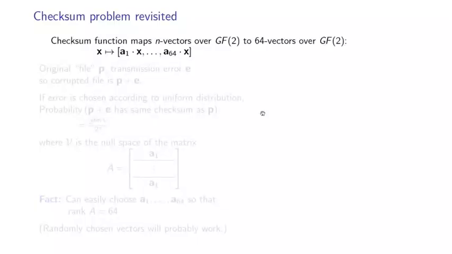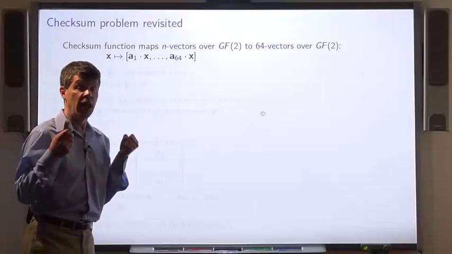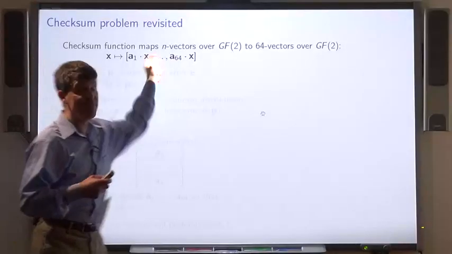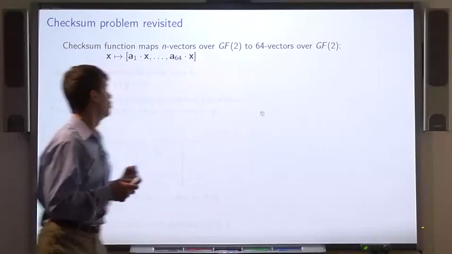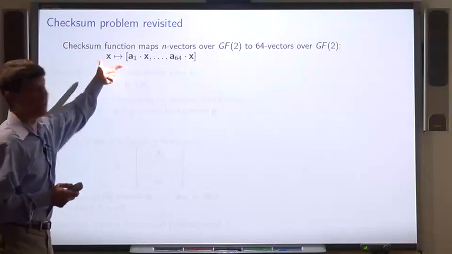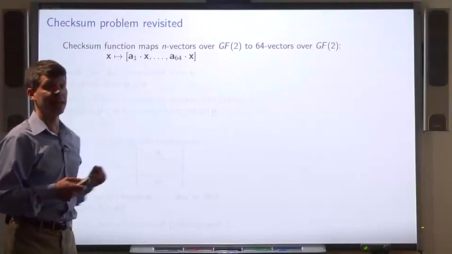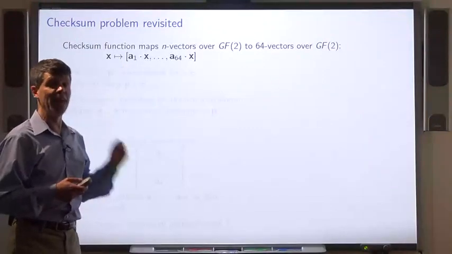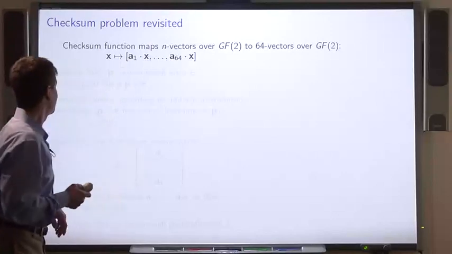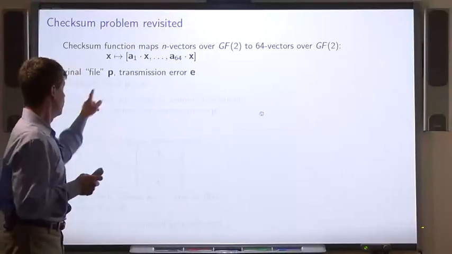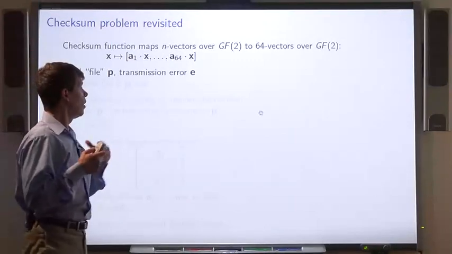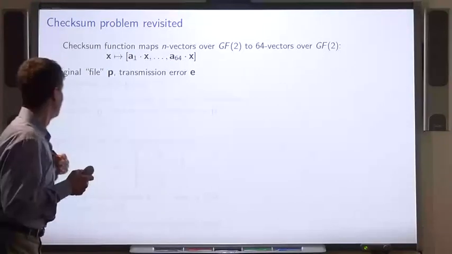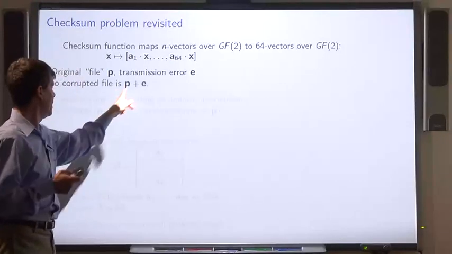With what we now know, let's return to the checksum problem. Recall we defined a checksum function that takes n-vectors over GF2 and maps them to 64-vectors over GF2. The function is defined in this way using dot products with 64 vectors, a1 through a64. We had an original file represented by an n-vector p, and the transmission error represented by a vector e. So the corrupted file is p plus e.